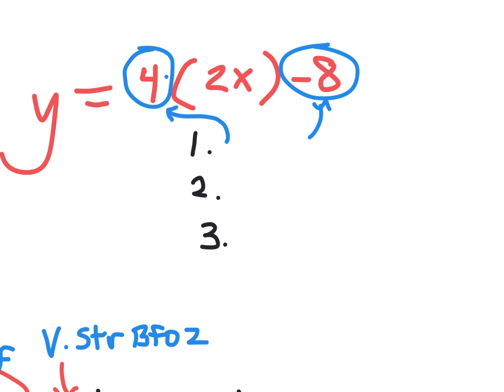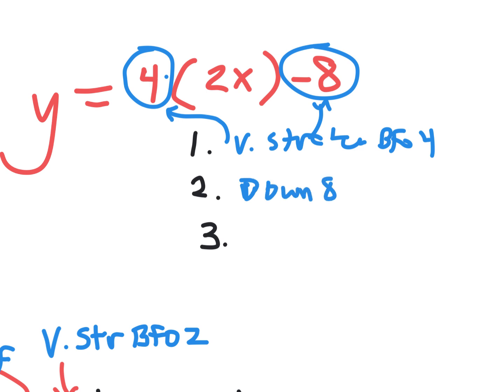If you start on the inside, that's okay. But if you start on the outside, the 4 would have to be first, and that would be a vertical stretch BFO 4. Then you do the right, no, up, no, down, down 8.